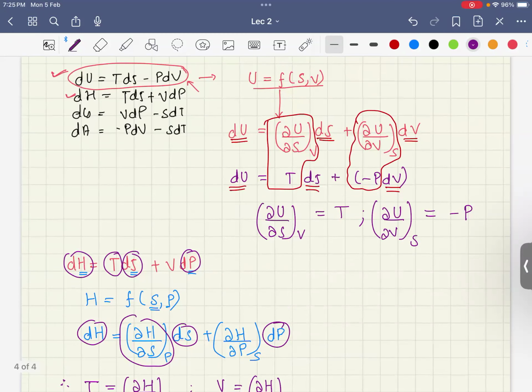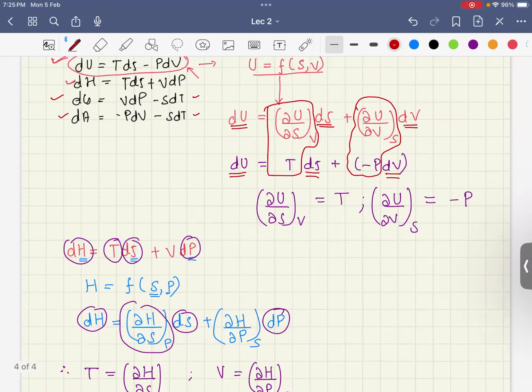Can you just try to do similar analysis for these two things? I will give you 5 minutes. You just try to do it and then tell me the answer.